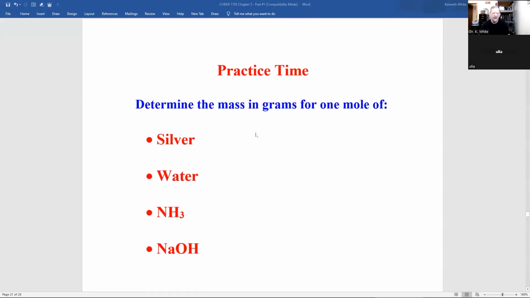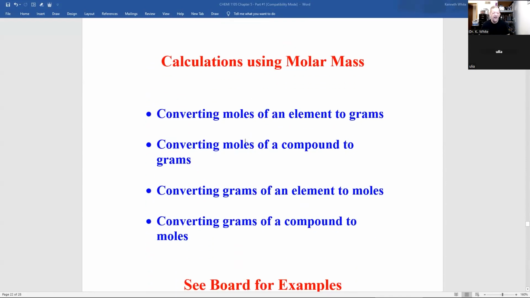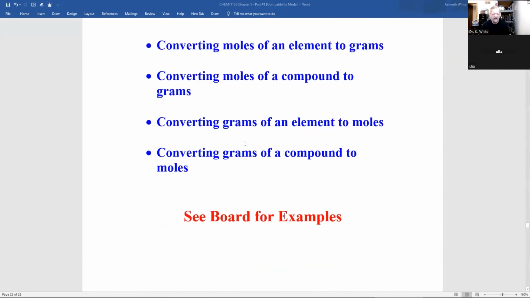So we've determined the mass in moles for different things. If you look at this chart, we've converted moles of elements to grams, and we didn't do moles of a compound to grams, but we converted moles of an element.